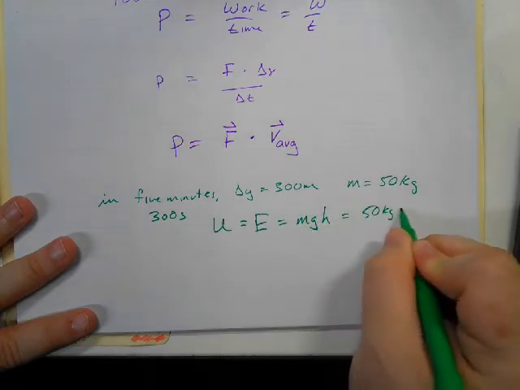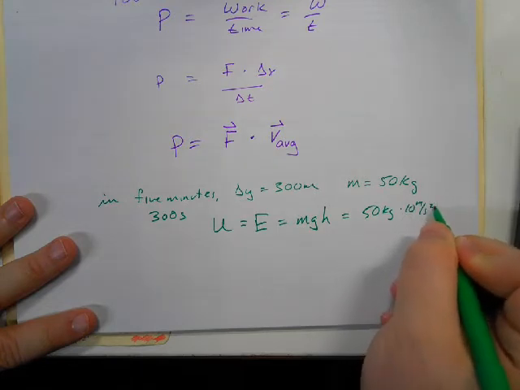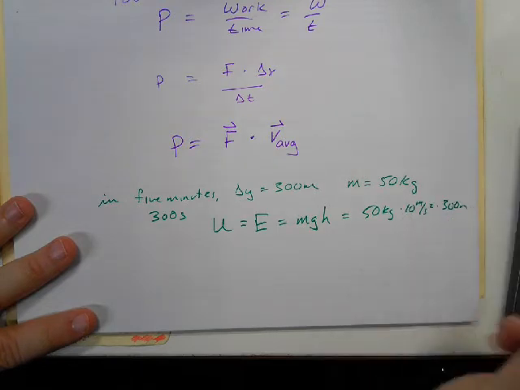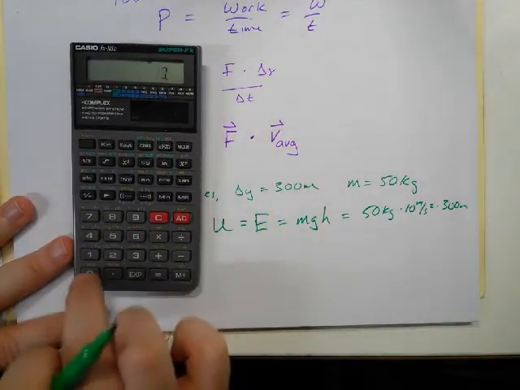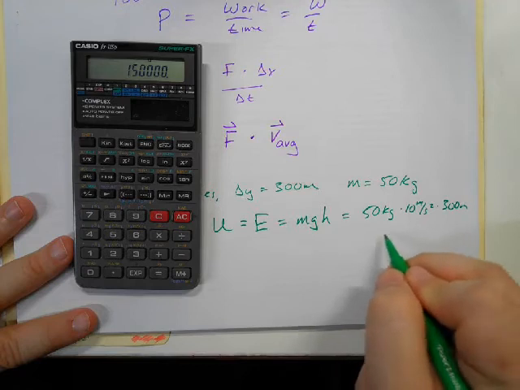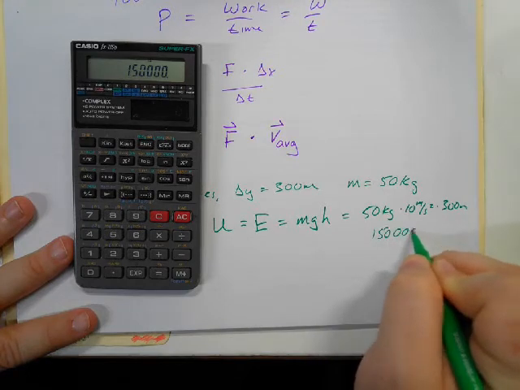50 kilograms times 10 meters per second squared times 300 meters. And we'll do the math here. 500 times 300 is 150,000 joules.